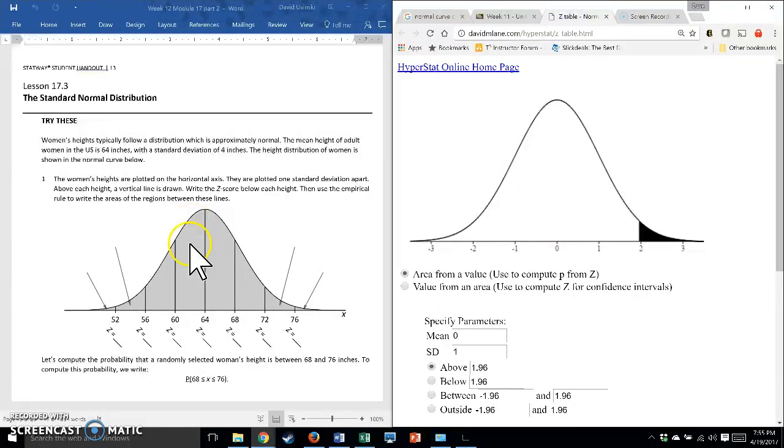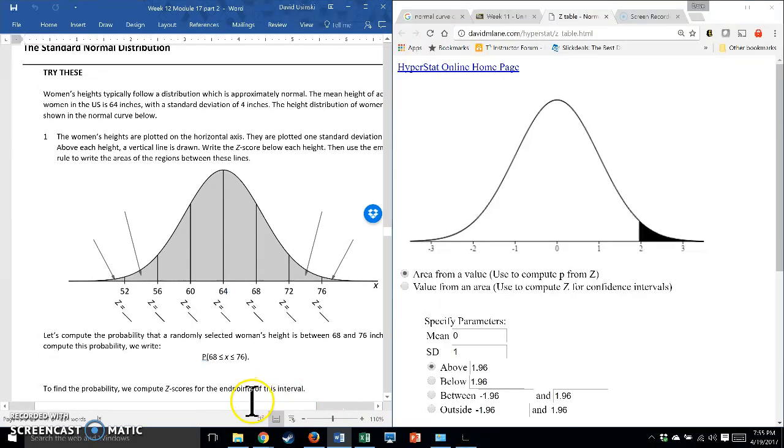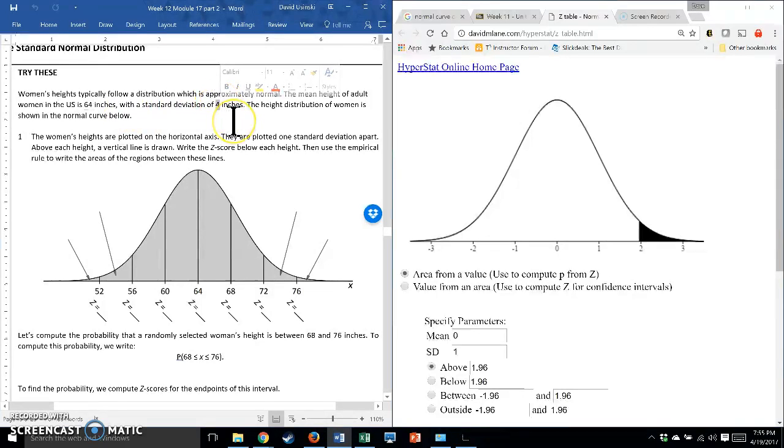Alright, so let's take a look at this problem. We're going to be looking at the height of women in the United States. Based on some information that's easily out there, although there are some minor differences in the acceptable numbers, this is pretty close, and for purposes of this class we'll keep them nice numbers. The average height of an adult woman in the U.S. is 64 inches, that's 5'4", with a standard deviation of 4 inches.